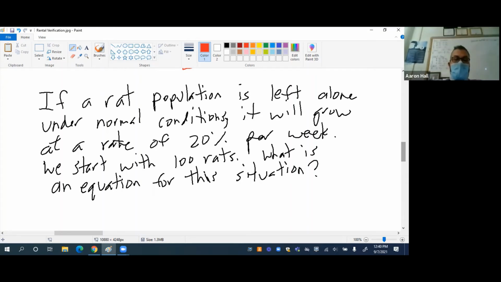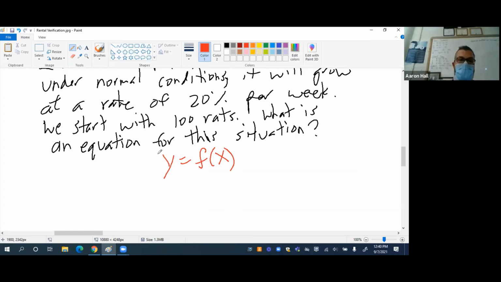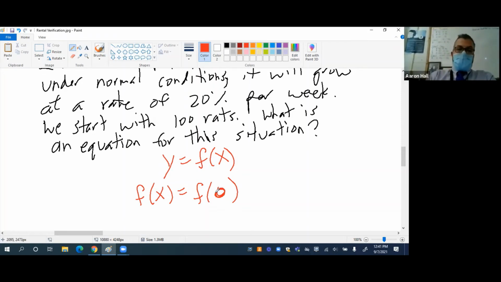Nice. So generally speaking, if I have my function, y equals f of x, then my function is f of x, which is my y, equals f of 0. Adam, what does f of 0 mean? Yeah, that's my 0th term, and then times r, which is my rate of growth, to the power of x. That's my equation. So my 0th term is 100. That's what we start with, 100.